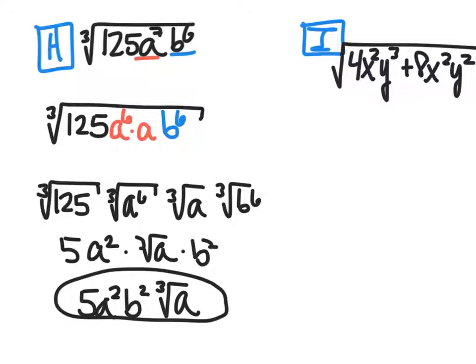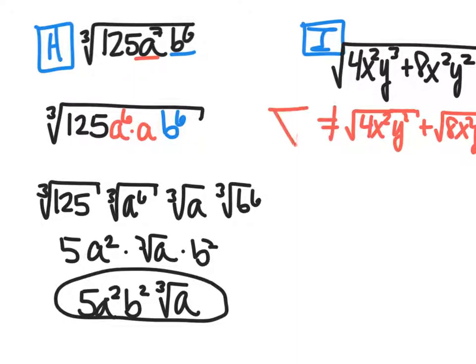And finally, over here on this last problem, everyone wanted to distribute this square root over the addition, meaning they wanted to write this as such. Plus the square root of 8x squared y squared. And that is not the case. We cannot do that. It's actually illegal.